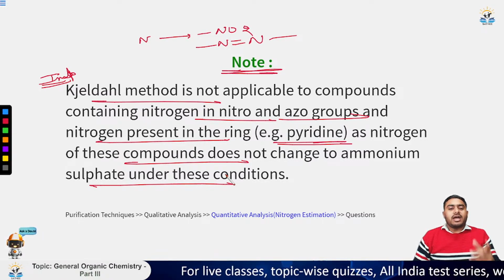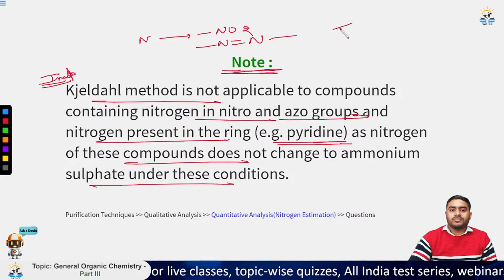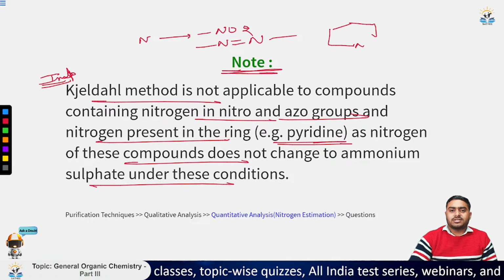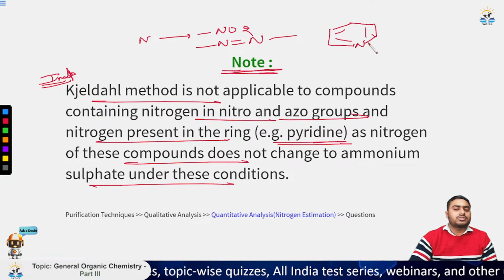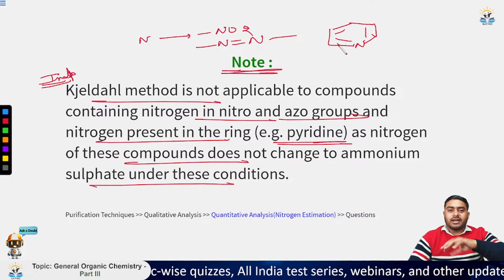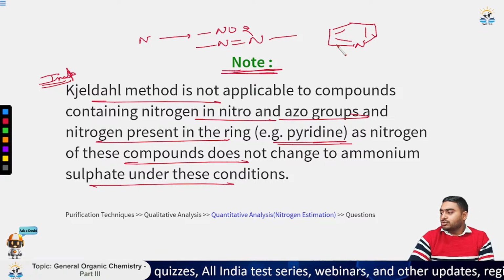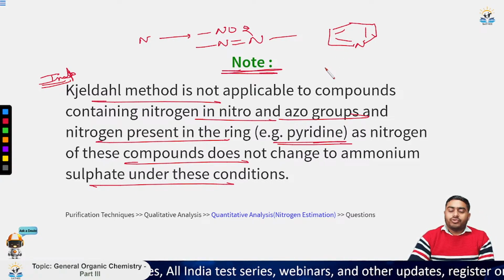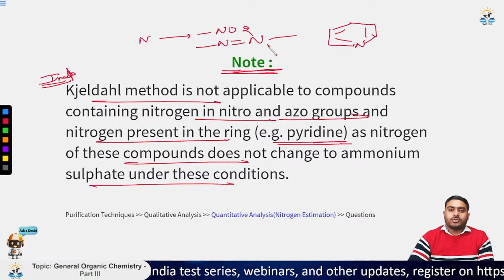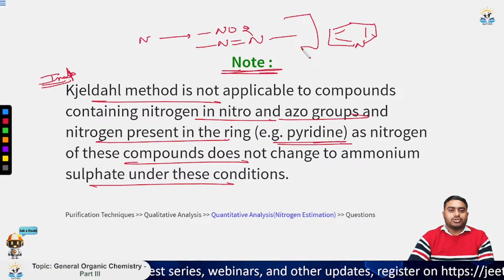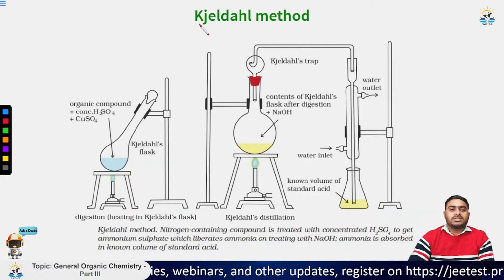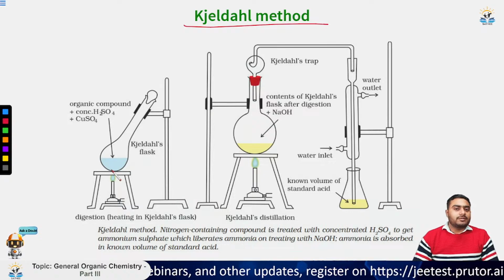So you have to remember, if nitrogen is present in nitro form, or in pyridine form, where nitrogen is present inside the ring, right? Nitrogen is a ring member, so definitely we cannot use the Kjeldahl method, or for the azo group. I hope you are clear. You can see the Kjeldahl method systematic diagram.